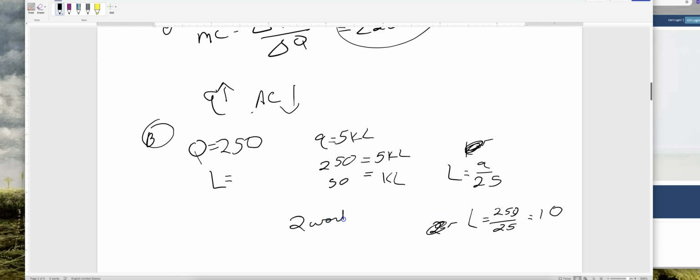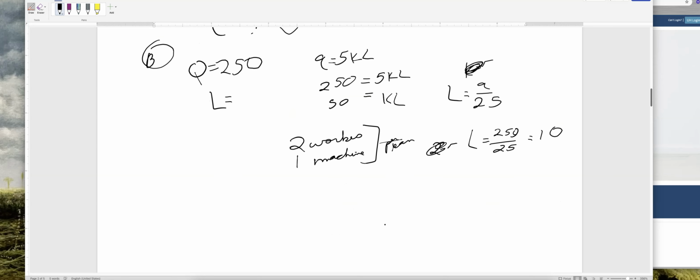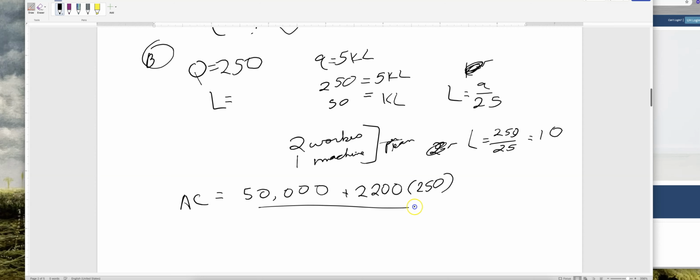That gets us 2 workers, 1 machine per team. And in terms of the average cost, that would be my 50,000 plus my 2,200 times 250, divided by 250. And I already solved this, and I got 2,400.